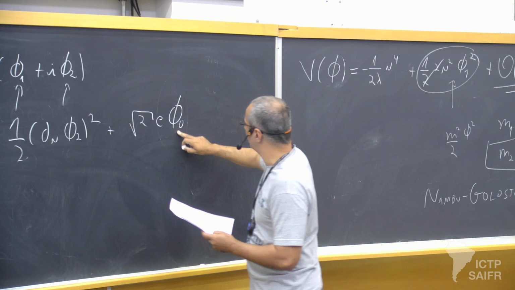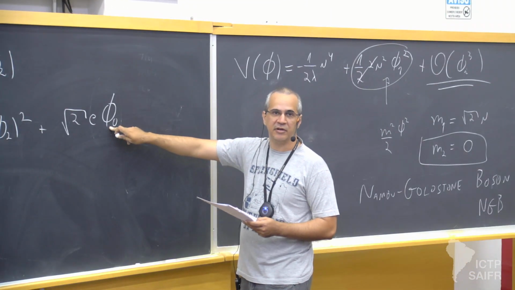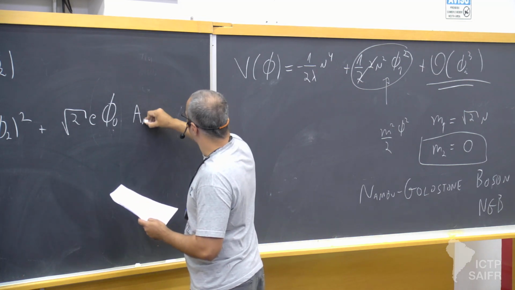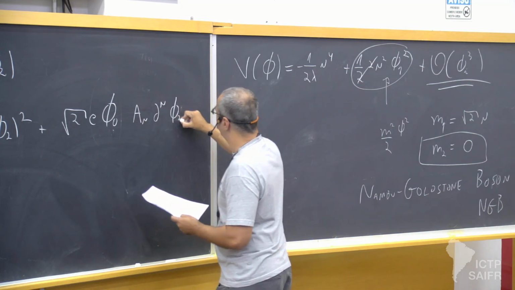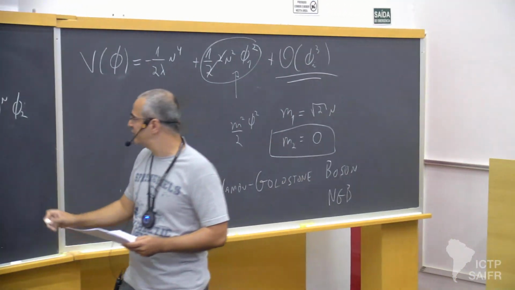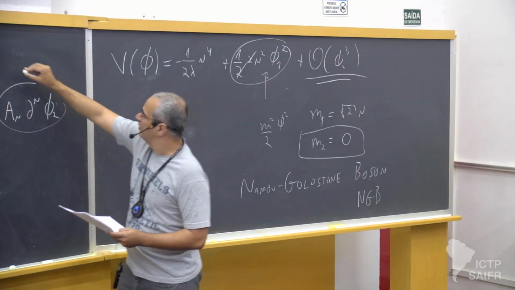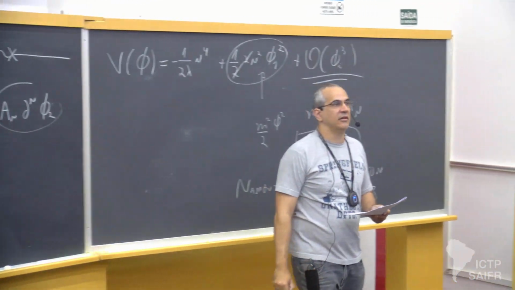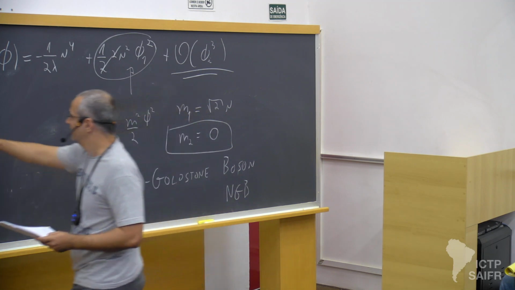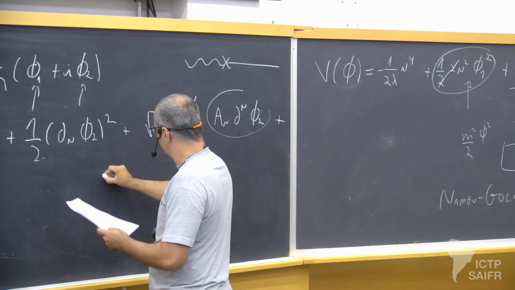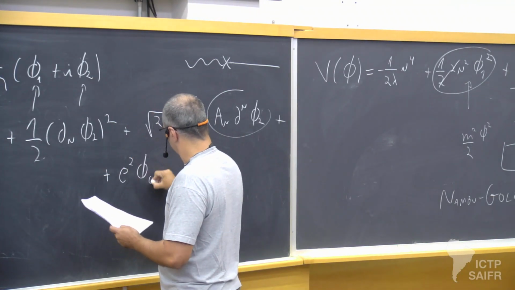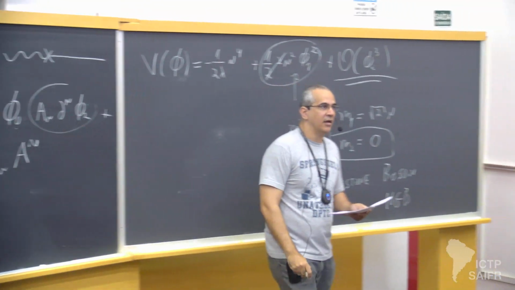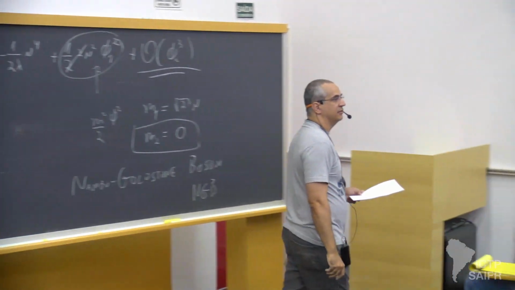Remember, φ0 is just a number. It's the vacuum expectation value. But you get this one, which tells me that, what is this? This is the gauge boson mixing with a scalar. But there's one more, and that's the important one, which is this one, which is a mass for the gauge boson.